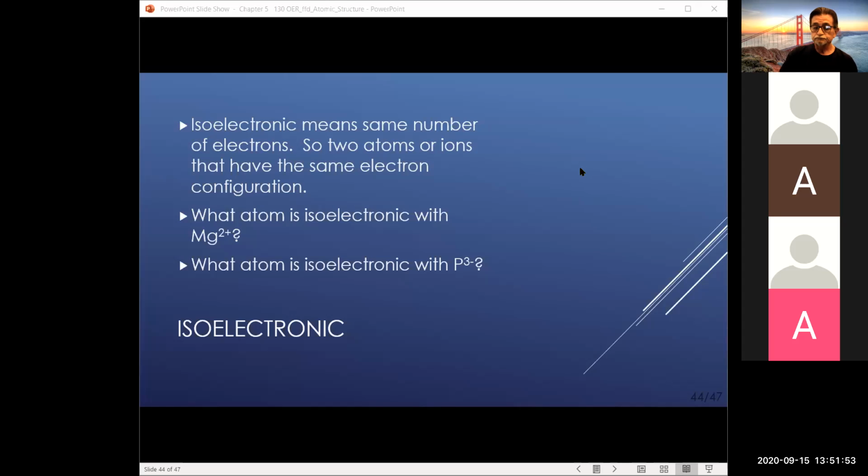So the magnesium ion is isoelectronic with neon, okay? Because magnesium lost 2 electrons, and now it has the same number of electrons as neon, so it's isoelectronic. Notice that magnesium finds its position in the periodic table, while neon is the gas behind it. With respect to the phosphide, it is isoelectronic with the gas in front of it, which is argon. They both share the same number of electrons and hence the same electron configuration.